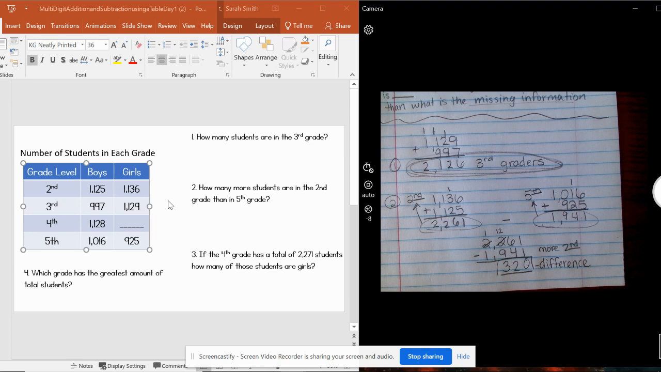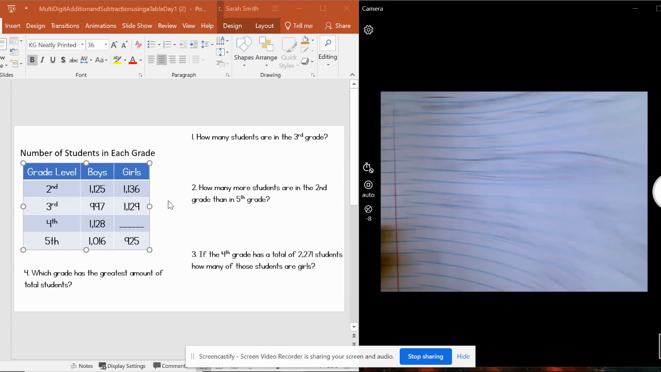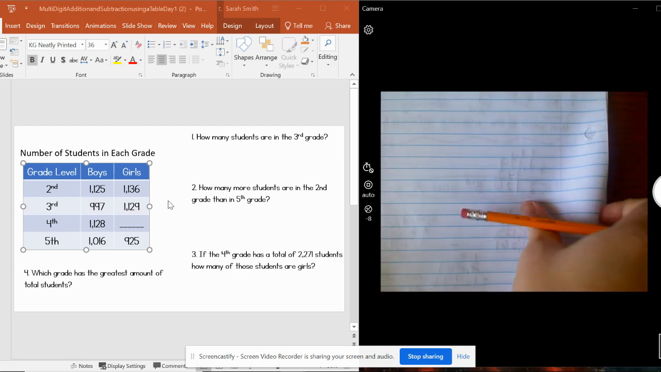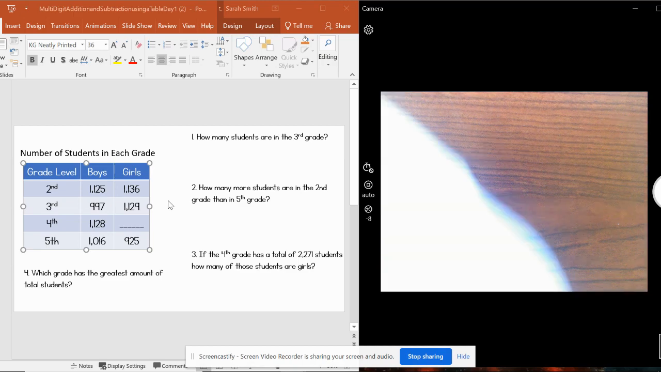Those are some strategies to think about when you're asked how many more are in this than this, but you aren't given the total. You have to total those out first and then find the difference. Okay, all right, let's do number 3 and then, yeah, number 4, and then we'll be moving on our way.